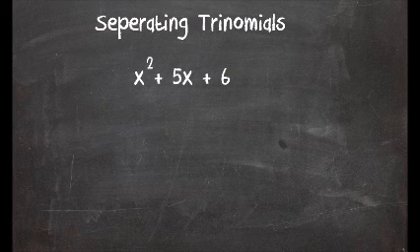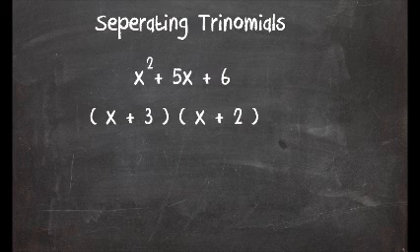We have the trinomial x squared plus 5x plus 6. Remember, find the factors of the first term and then find the factors of the last term that add up to the coefficient of the middle term. Good luck. Hopefully you found that x squared plus 5x plus 6 factors out to x plus 3 times x plus 2.